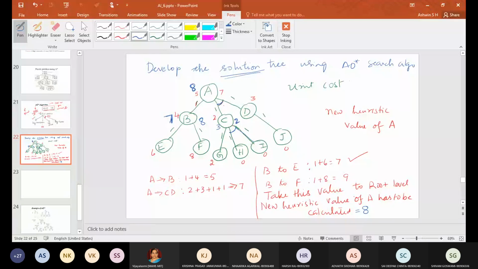Okay. So now D to J. So 0 plus 1, D value will be 1 because 0 plus 1. Okay. Now, if this is 1 and here 3 and 2, take a smaller value out of these 3 and 2. So 2 plus 1, 3 plus 1, 4 plus 1, 5. So the new value of this will be 5.